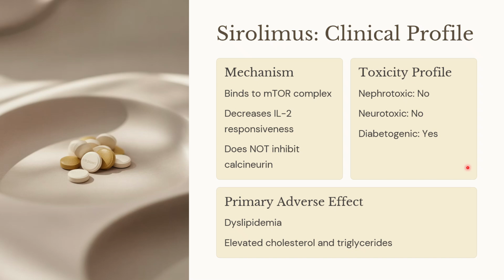Regarding the toxicity profile, mTOR is present in abundant amount in beta cells. So beta cell growth and proliferation is also inhibited by Sirolimus. Therefore, Sirolimus causes diabetes, but it does not cause nephrotoxicity and neurotoxicity. It also causes dyslipidemia, and elevated cholesterol and triglyceride levels are also caused by Sirolimus.